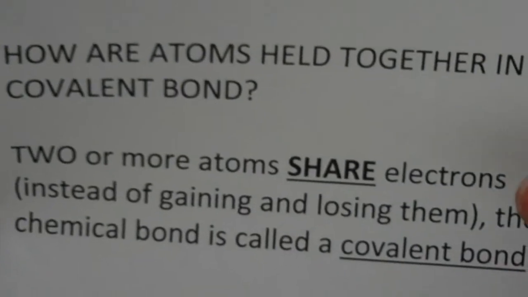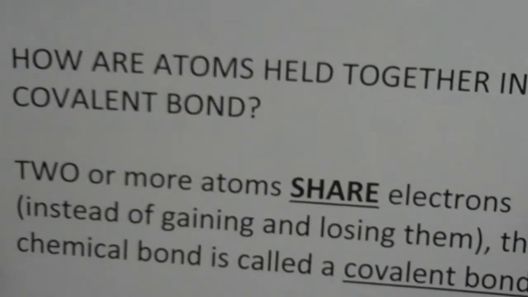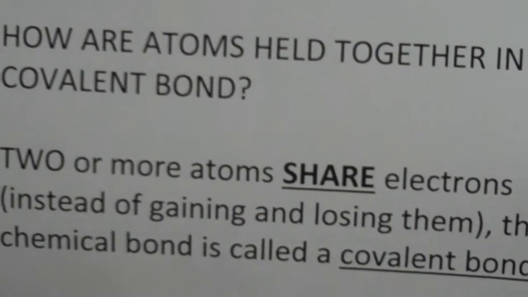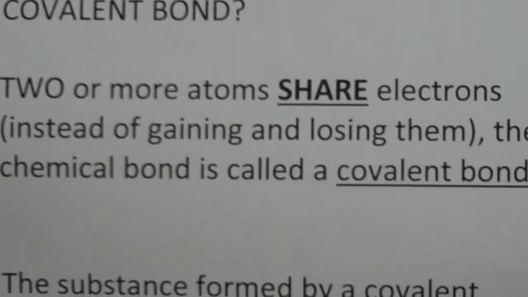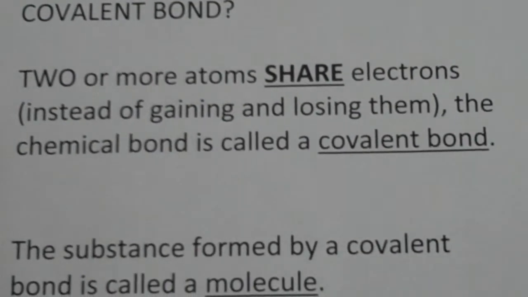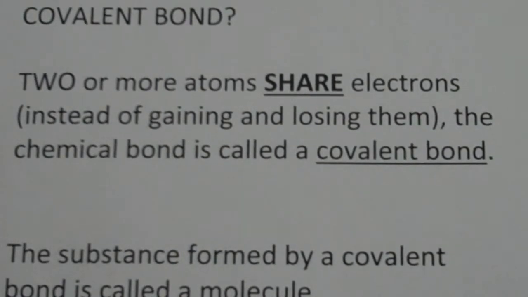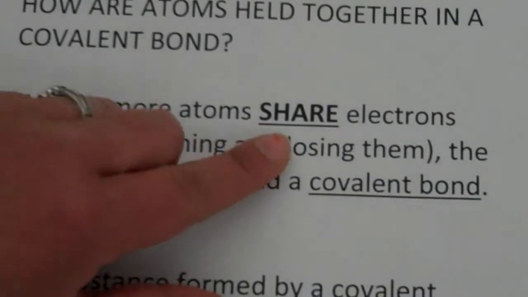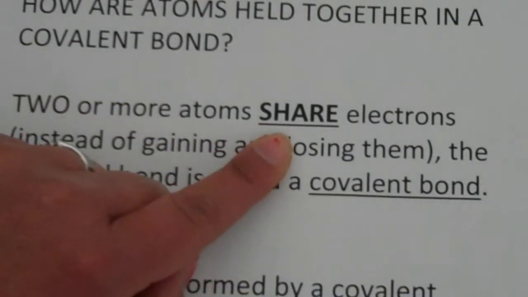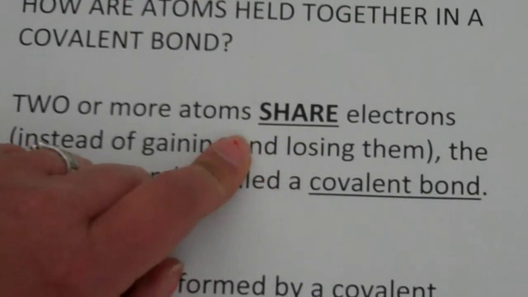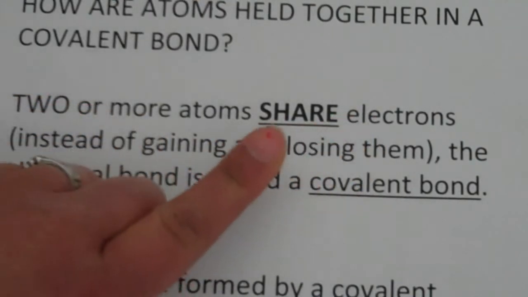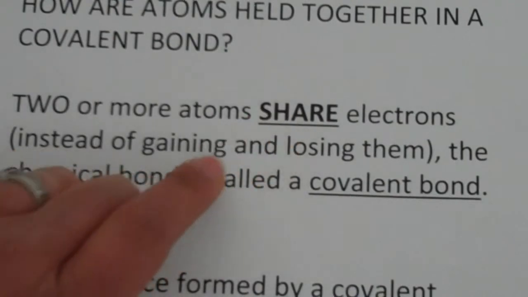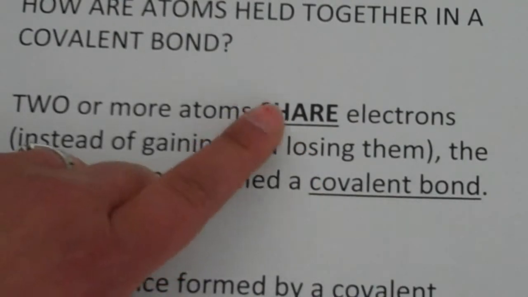So the first question here that we have is, how are the atoms held together in a covalent bond? Now first of all, let me read this to you. Two or more atoms share electrons instead of gaining and losing them. The chemical bond is called a covalent bond. The key thing that I underline here is this word share. So the electrons for these atoms, to make them stable, they need to share them, because if they gave them away or they took them, it would not work out.